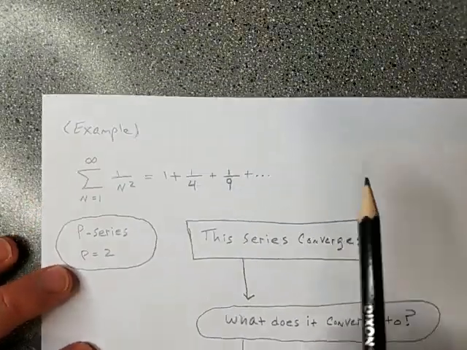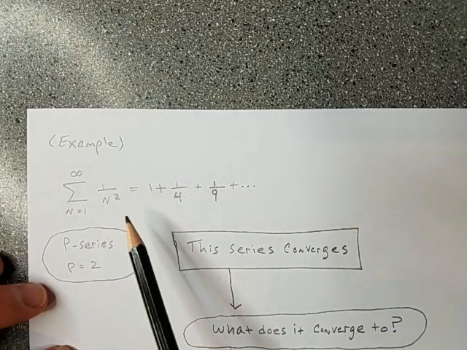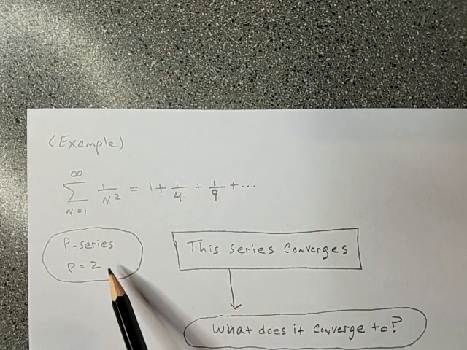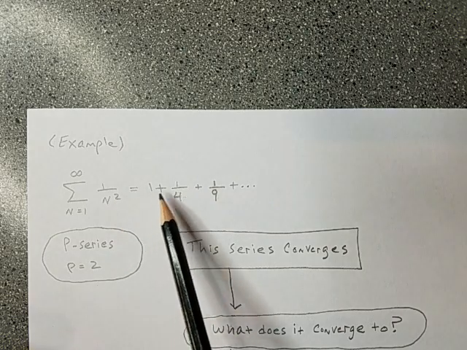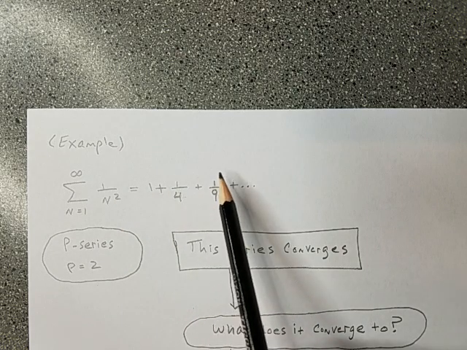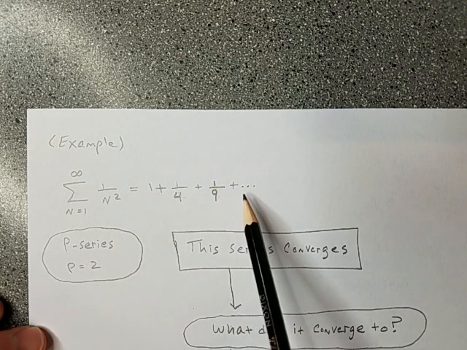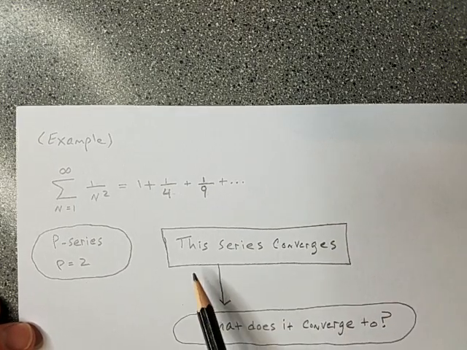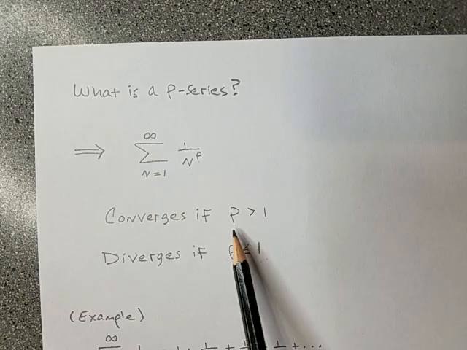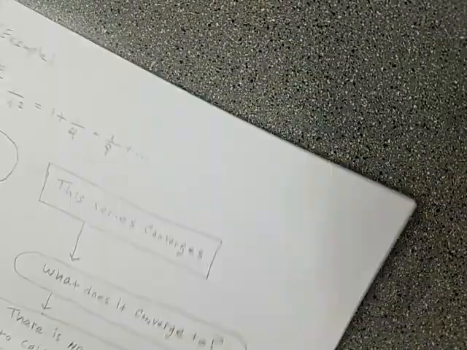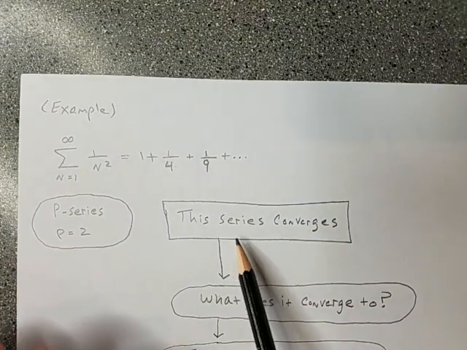Okay, let's look at one that converges. 1 over n squared. That's a p-series where p is 2. It's 1 plus 1/4 plus 1/9. You get the idea. It goes on forever. That series converges. We said a p-series would converge if the power p is more than 1. Now, all right, so it converges.